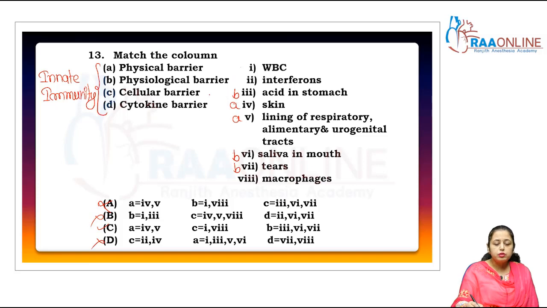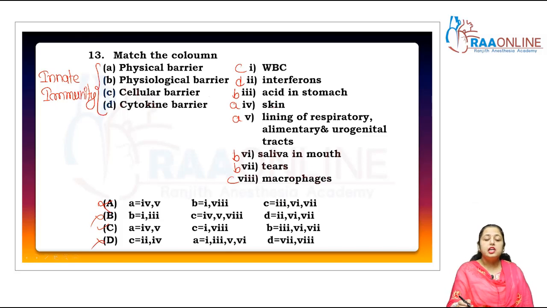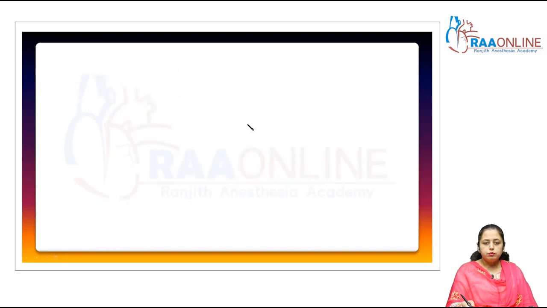Then when we talk about the cellular barriers, what are the cellular barriers? Cellular barriers are the WBCs and the macrophages, right, and the cytokine barrier, that is the interferon. So these are the barriers which represent the innate immunity and prevent the entry of any foreign pathogen inside the body, right. Come to the next.